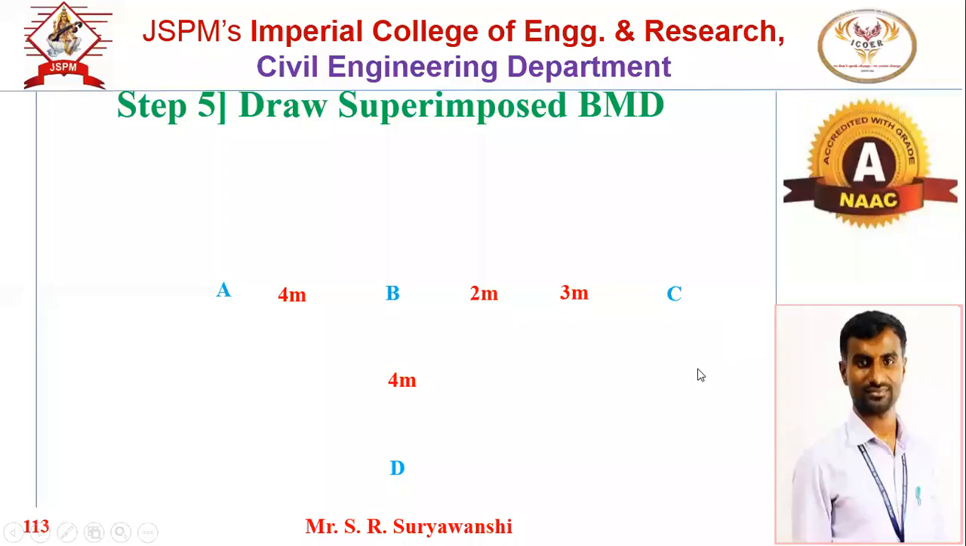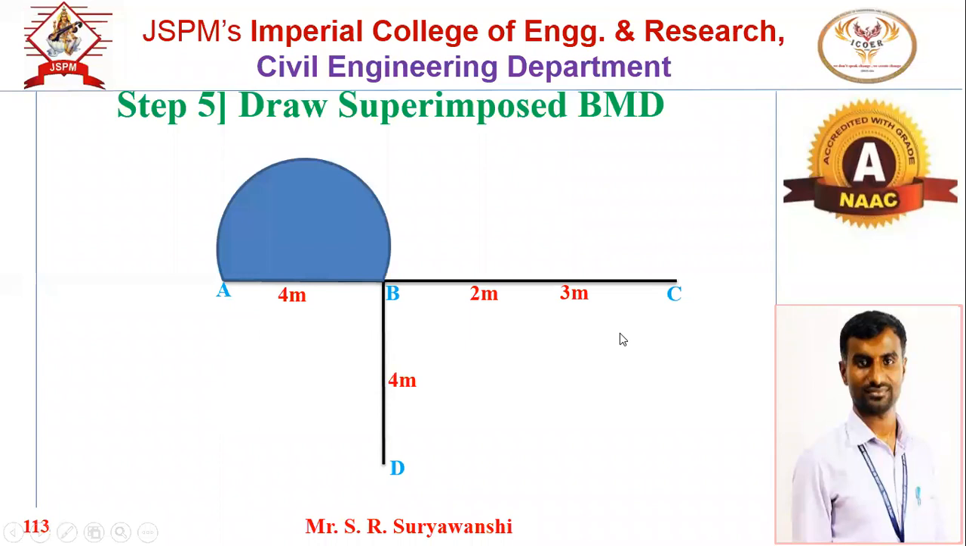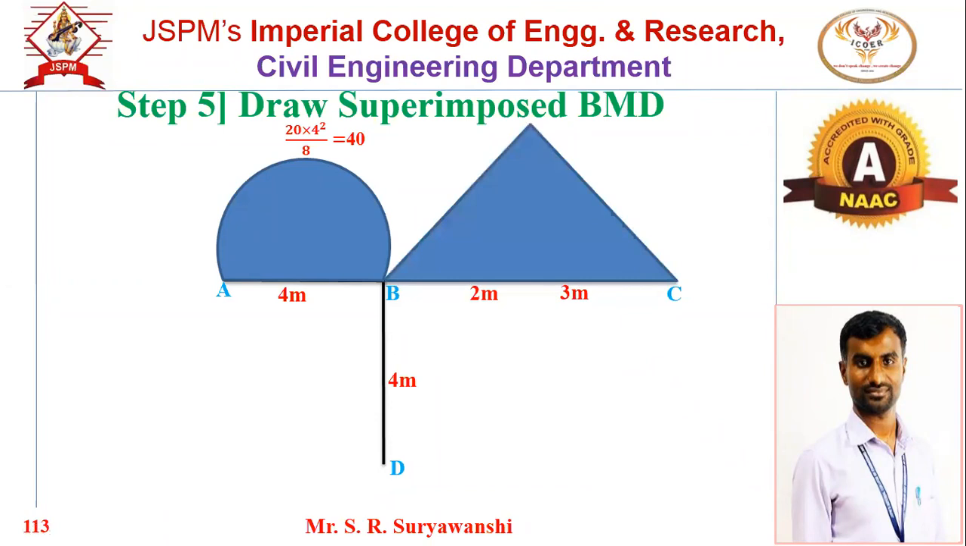Now for the superimposed BMD, first draw the reference frame as it is. AB, BC, BD, mark the distances. Next, for AB, there is a UDL. Draw the free BMD, that is the parabolic curve. Mark the maximum bending moment, WL square by 8. Then BC is subjected to an eccentric point load, so that will be a triangle. Maximum bending moment, WAB by L, that is 48. Then for BD, there is the central point load. Again that will be a triangle, and the maximum bending moment is WL by 4. Okay, this is the free BMD.